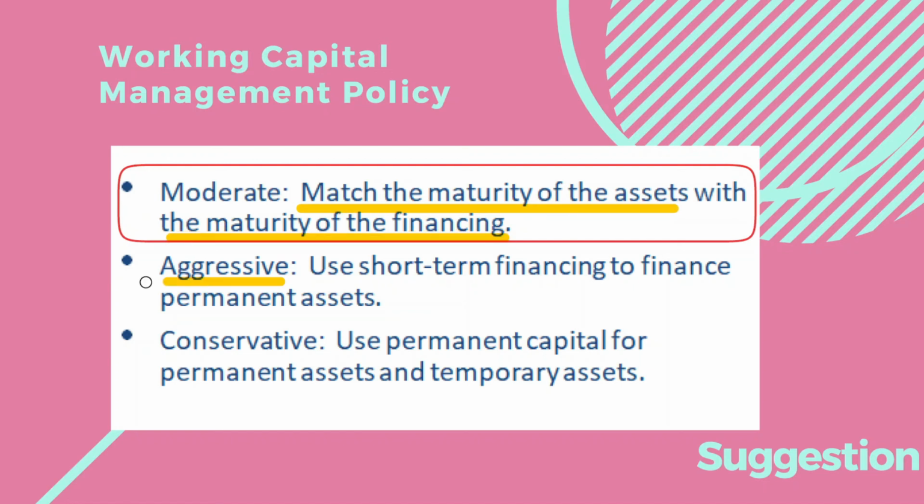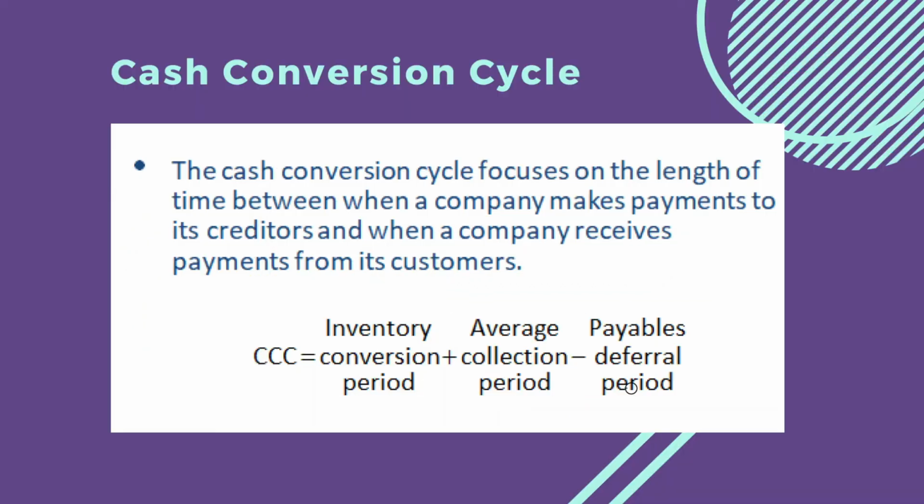However, some companies may use an aggressive working capital management policy, which means they use short-term financing such as short-term borrowing from a bank to finance an investment in long-term assets. On the other hand, if the company is too conservative, the company may use long-term debt or long-term capital to support an investment in both short-term assets and long-term assets.